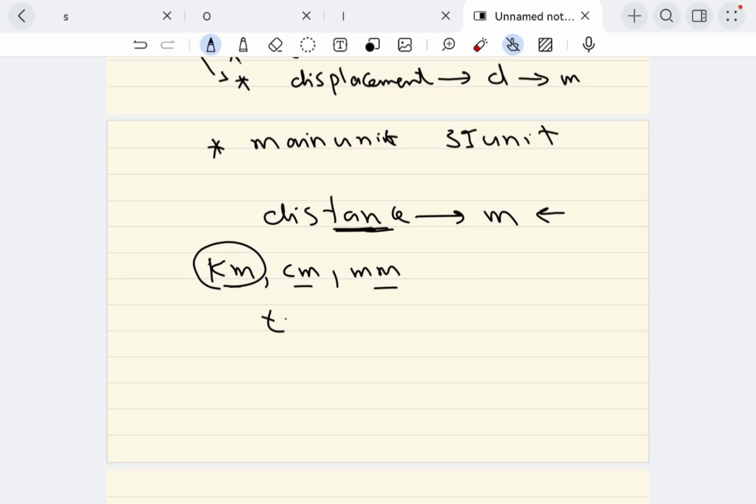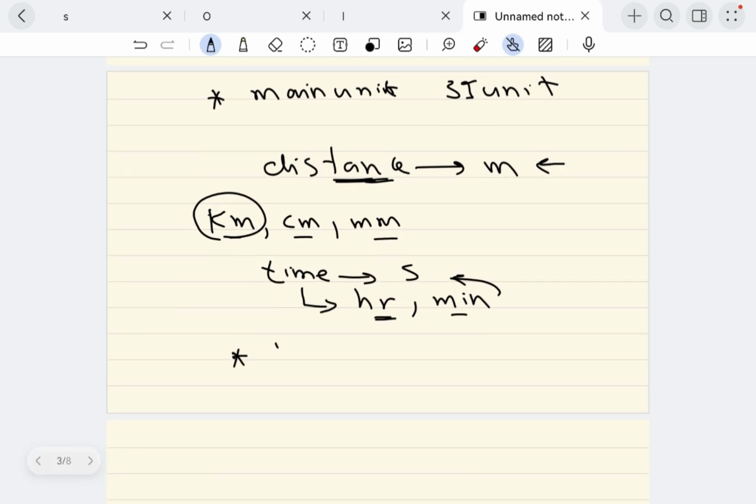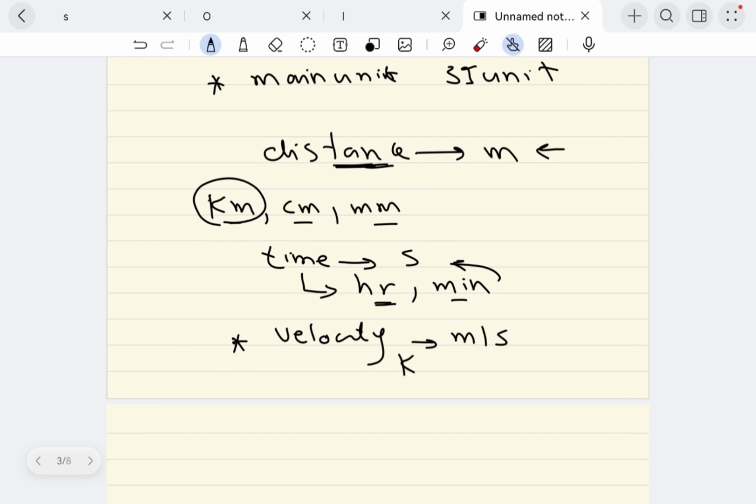Also we have time. We said it's measured with second. But sometimes we can also use time in hours or minutes, so we have to know how to convert hour or minute into second. Also we have velocity or speed. The SI unit for velocity is meter per second, but sometimes it's given as kilometer per hour. So I have to know also how to convert kilometer per hour into meter per second. This is the main issue that we'll talk about today.